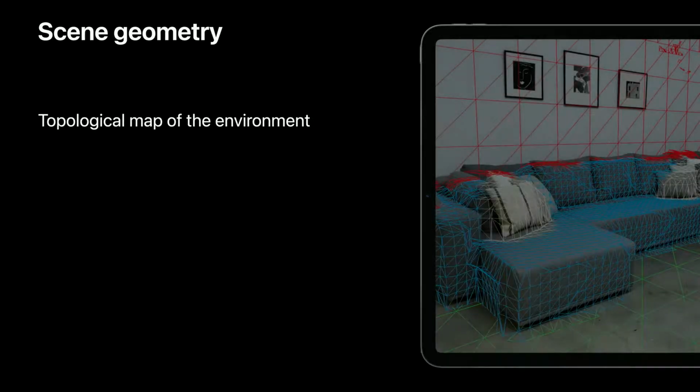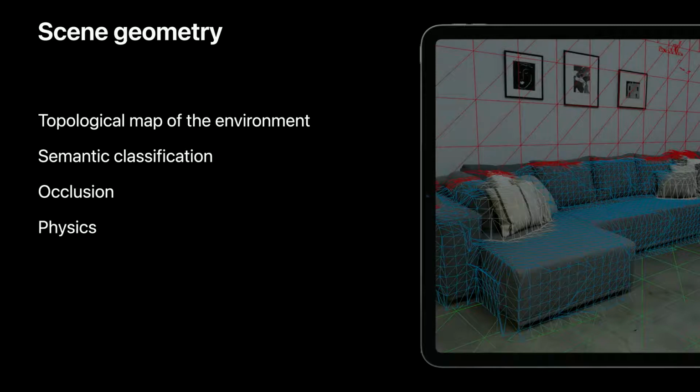The LiDAR scanner is used by the Scene Geometry API to provide a topological map of the environment. This can be optionally fused with semantic classification, which enables apps to recognize and classify physical objects. This provides an opportunity for creating richer AR experiences where apps can now occlude virtual objects with the real world, or use physics to enable realistic interactions between virtual and physical objects, or to use virtual lighting on real-world surfaces, and in many other use cases that we can imagine.